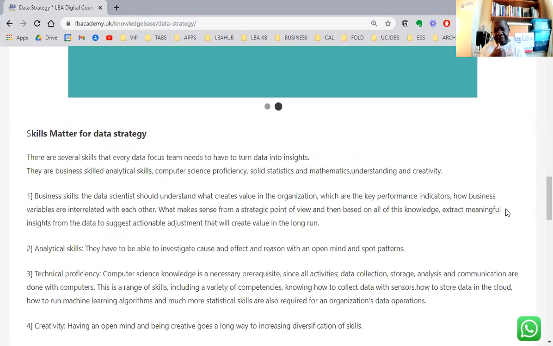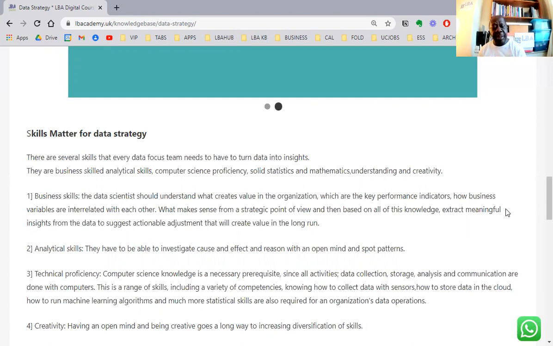Obviously, we spoke about talent, and skills do matter for data strategy. Now, there are several skills that every data-focused team needs to have to turn data into insights. There are business skills, analytical skills, computer science proficiency, solid statistics and mathematics understanding, and creativity. It's a bundle. I'm glad I have all, but I'll talk about me here. This is about helping you.